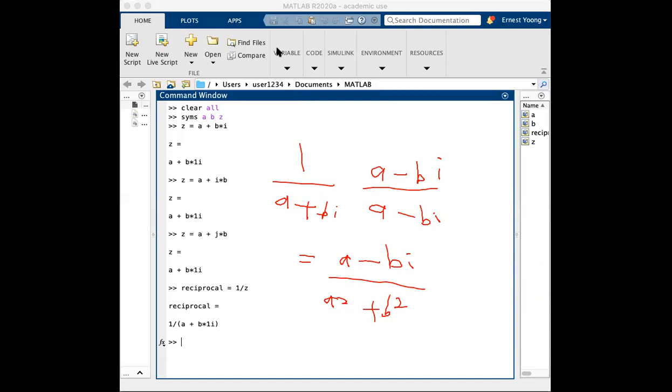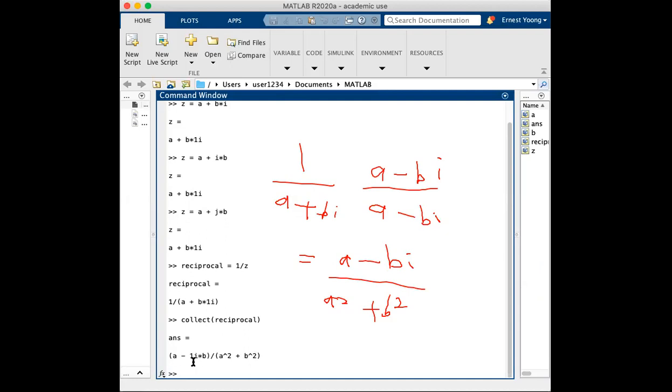For manual calculation, we have to take some time to calculate. But MATLAB is very simple, it's very cool, you just use collect. This is a command. Collect of this, reciprocal, enter. So it will show in that form. Not looking nice, so I can say pretty, the answer like this. So as you can see, A minus BI, and A squared plus B squared. It's very convenient when you want to do the calculation.